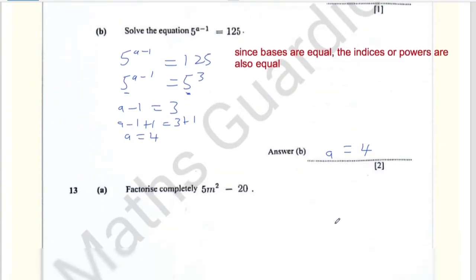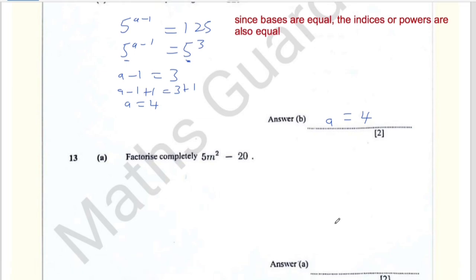Normally when we are solving equations, we just need to find the value of the unknown. Right, 13a: factorize completely 5m squared minus 20. Firstly, we factor out the 5, which is common in both terms: 5 bracket m squared minus 4. Now you can tell that m squared minus 4 is a difference of 2 squares.